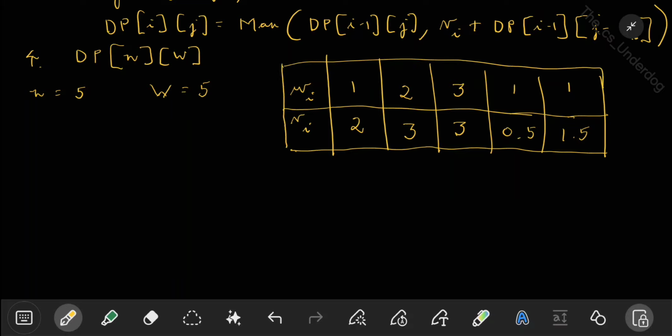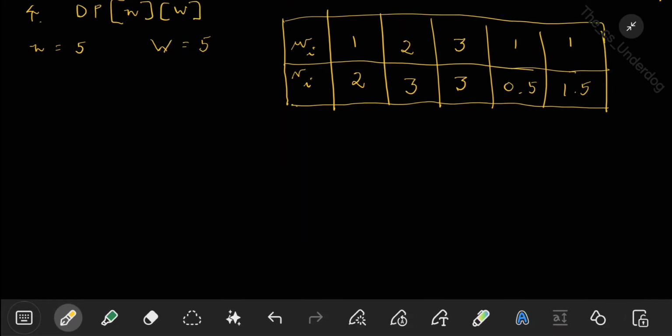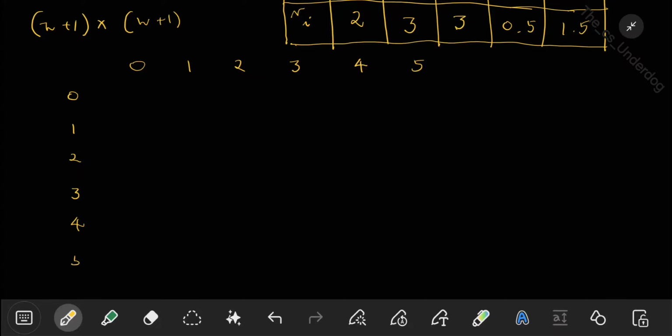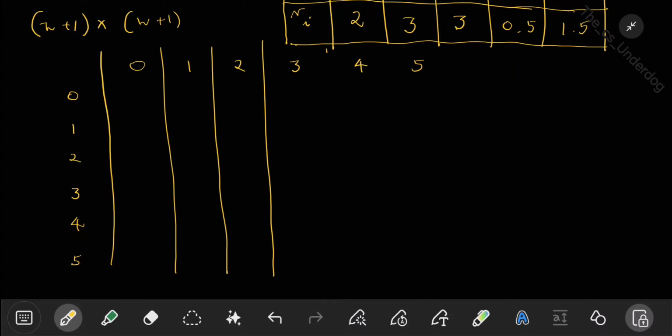What do you want to do now? You want to see which of these items will actually get included in the knapsack. Let us start filling the table. How should your DP table look? It should be an n plus 1 cross W plus 1 table. This is what we learned. What is n here? 5. W is also 5. So your table should have a total of 6 by 6, that is a total of 36 blocks. Let us draw the table first. 0, 1, 2, 3, 4 and 5, so you have 6 entries. Similarly, 0, 1, 2, 3, 4 and 5, a total of 6 entries here. Let us draw the complete table here so that it will be easier for us to understand.